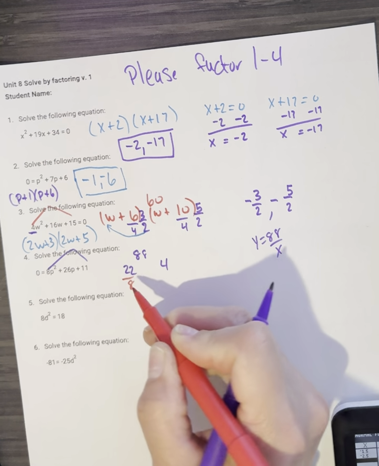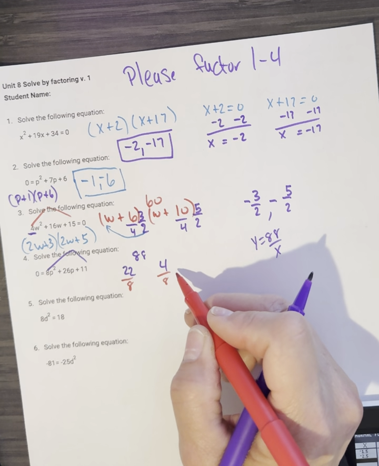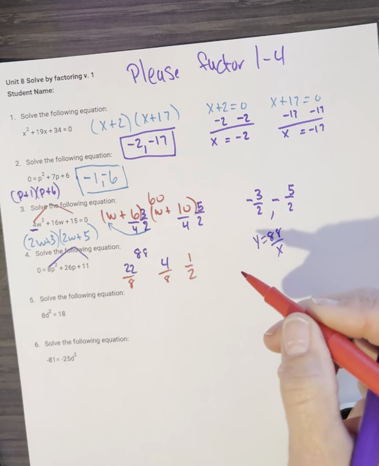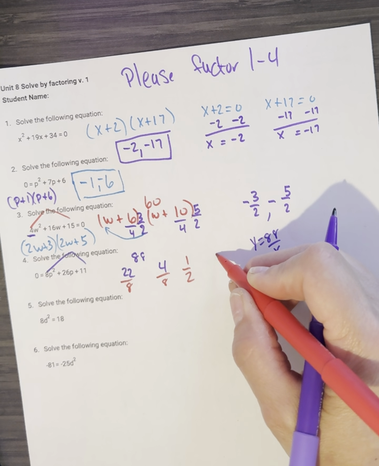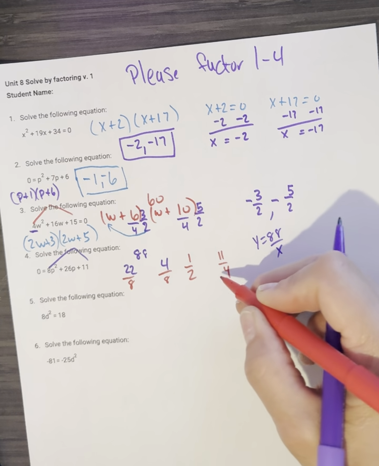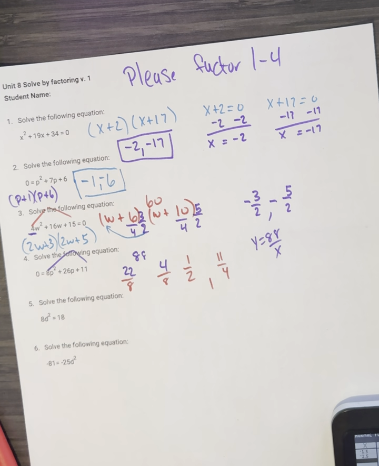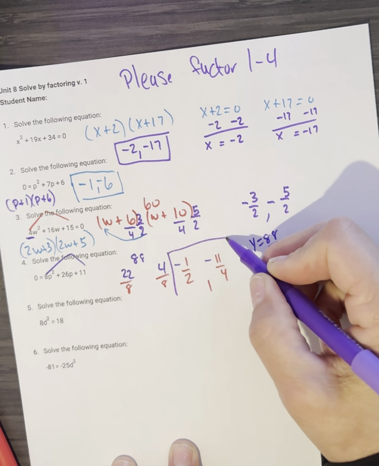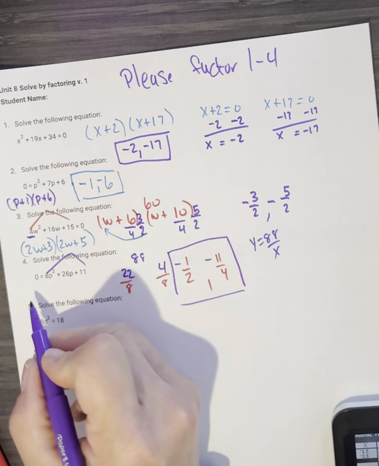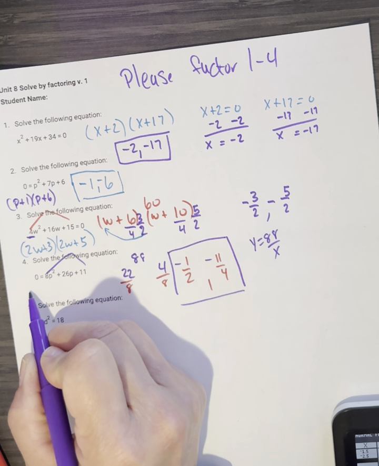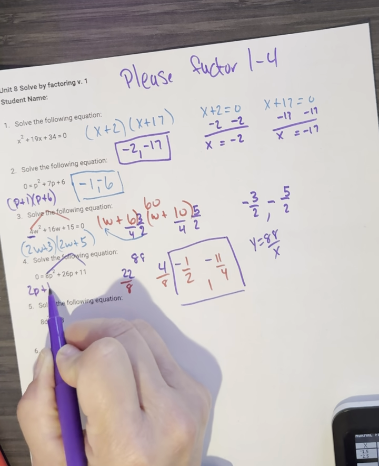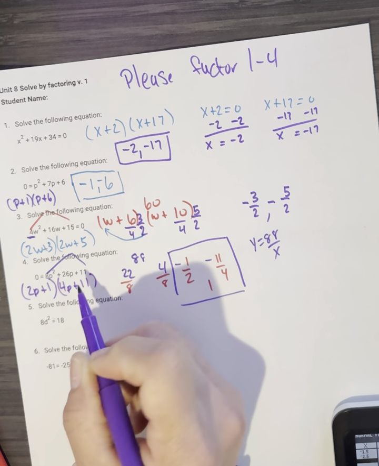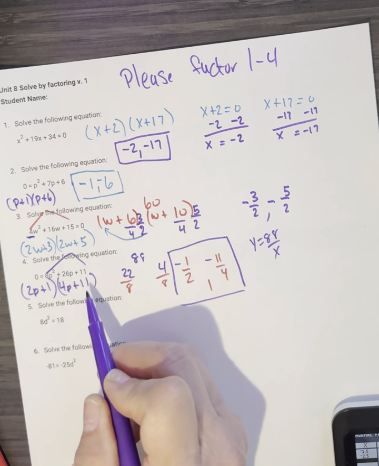Divide by 8. And so 4 eighths reduces to 1/2. And 22 over 8 reduces to 11 over 4. And opposite of being positive is negative. So that is your two answers. Now your two factors, just as a review, would be 2p plus 1 and 4p plus 11. And of course 2 times 4 is 8 and 1 times 11 is 11.